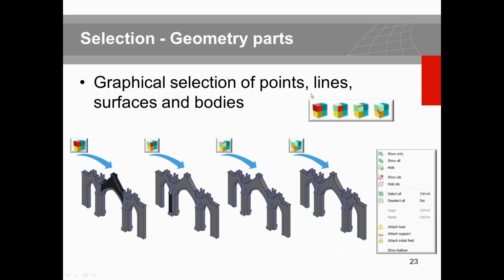We have a smart selection filter, based on the selection filter, either it's face or solid or line or point. If you open a window over your model, it automatically selects the specific entity type that you already highlighted from your selection window.